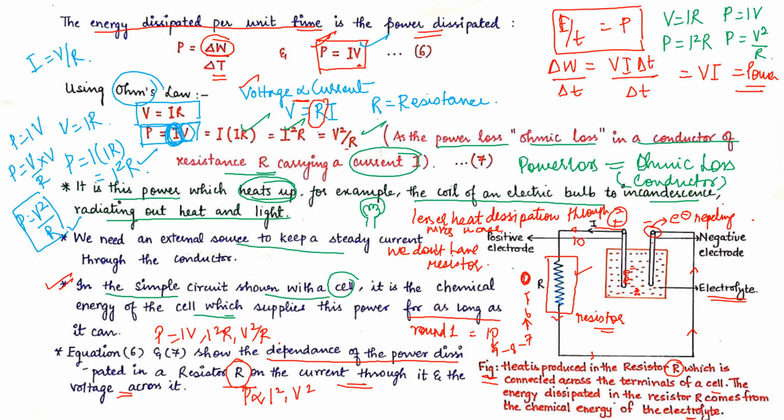More the current and more the voltage, more is the power. If power is to be increased by a factor, the current should be increased by the square root of that factor. If you need 4 watt of power, in that case I should be 16, current should be 16 amperes. In that case voltage should be 16 volt. So power and current and voltage are related by a factor of square.